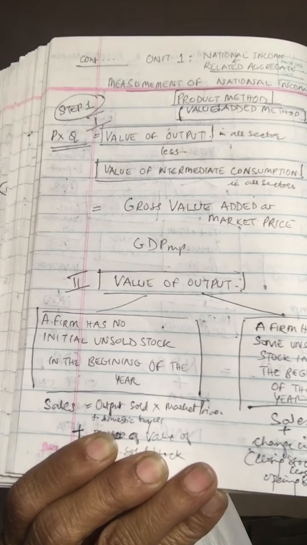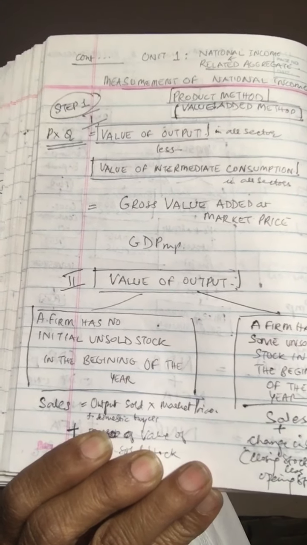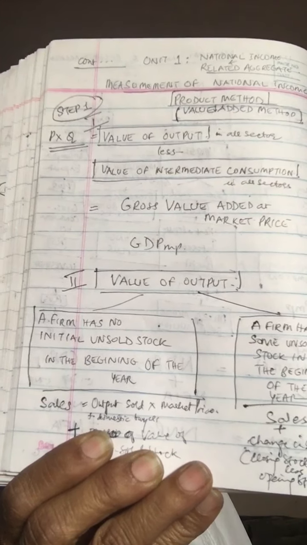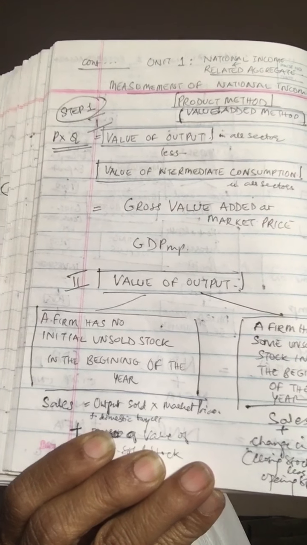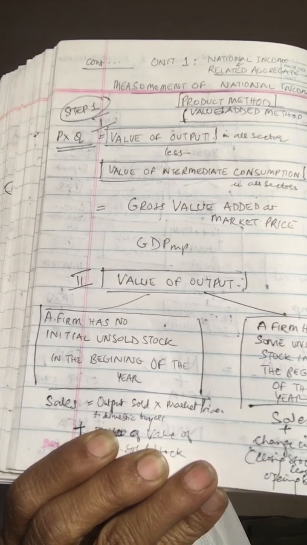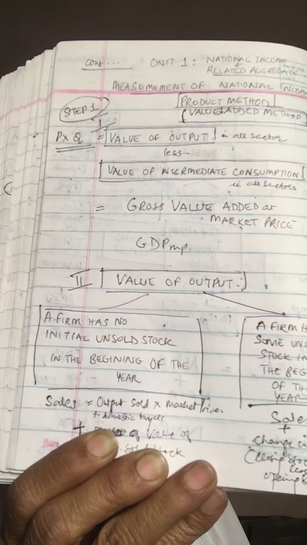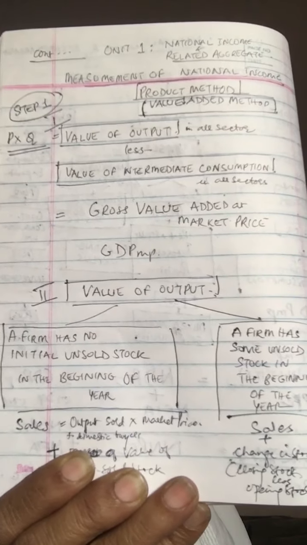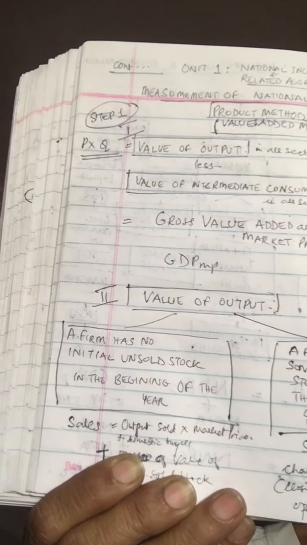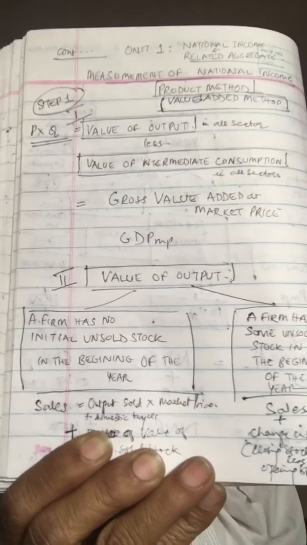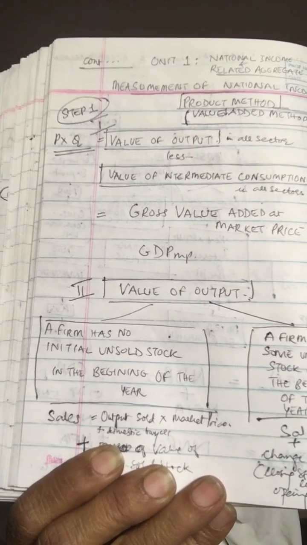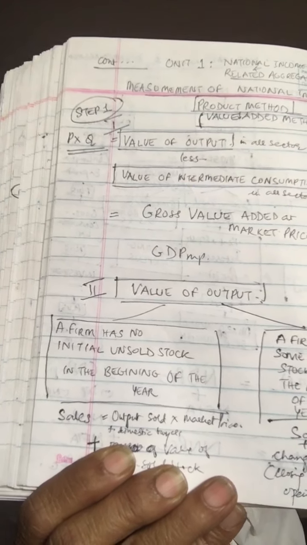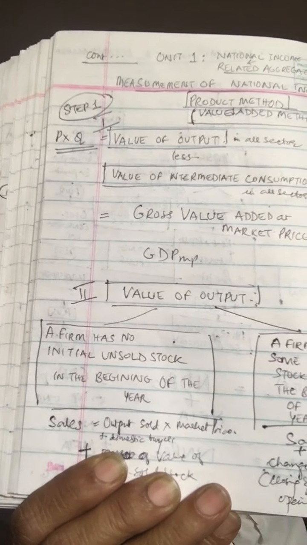And second, if a firm had some unsold stock in the beginning of the year, then value of output is equal to sales plus change in stock. Change in stock is closing stock minus opening stock. So this is basically step 1. Now in step 2, as I've already pointed out, you have to minus the intermediate consumption. Then you get value added. So value of output minus intermediate consumption will give you value added.